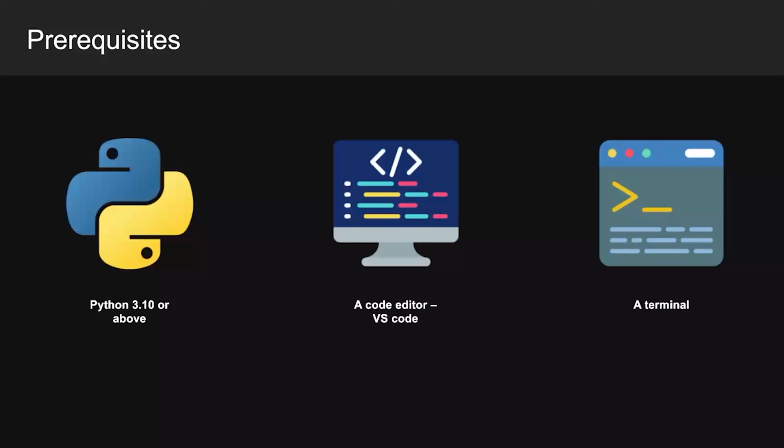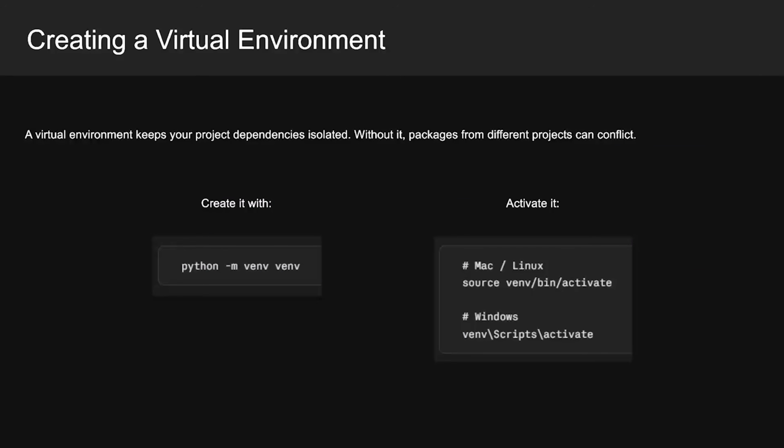And you will need a terminal, which is built right into VS Code if you are using it. That's all you need before we move on. Now, the first thing we do is create a virtual environment. Think of it as a clean, isolated space for your project packages. Without it, if you install FastAPI for this project, it shares the space with every other Python project on your machine, and that causes conflicts down the line.